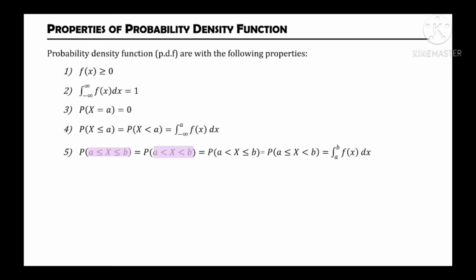Last one, the probability x from a to b equals the probability x between a and b, equals the integral from a to b of f(x) dx. This is the same thing as 4. Equal or not equal doesn't matter. A and b are still the limits.